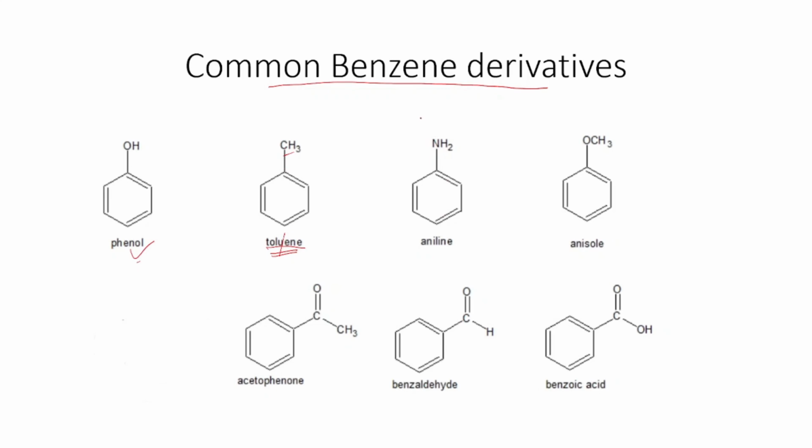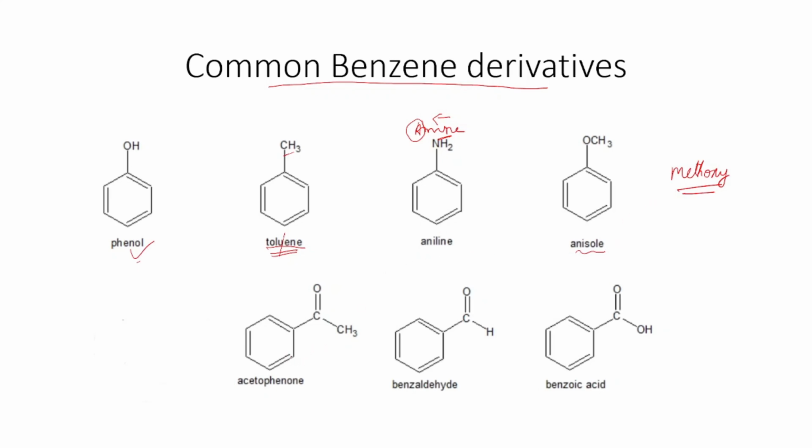Aniline. Since this group is an amine, we take the name from the amine: A from the amine and Ni, so aniline. Now anisole. Anisole is methoxybenzene. Since it's methoxy, we will call it anisole. This is the common name.